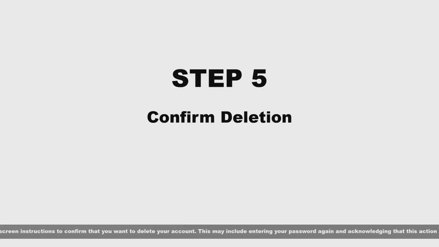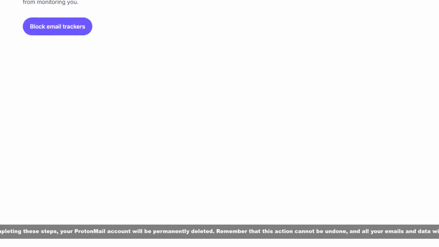Step 5. Confirm deletion. Follow the on-screen instructions to confirm that you want to delete your account. This may include entering your password again and acknowledging that this action is irreversible. After completing these steps, your ProtonMail account will be permanently deleted. Remember that this action cannot be undone and all your emails and data will be lost.